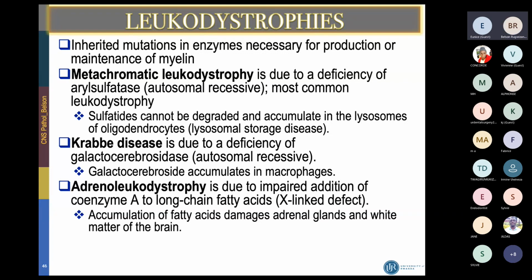And another condition is adrenoleukodystrophy. There is the impairment of this, which is autosomal, but this one is X-linked. Therefore, there will be accumulation of fatty acids, which will damage the adrenal glands and the brain. So that's what you can say here. Ikigaragara nuko hari these are metabolic diseases usually damaging the oligodendrocyte mainly.